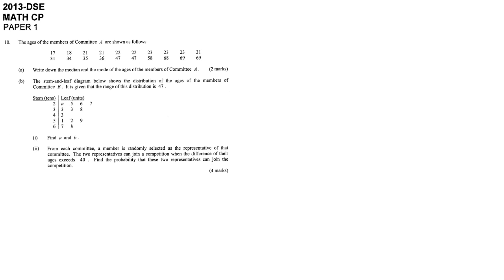Question A is very straightforward. They just give you 20 data and then you have to write down the median and the mode. And these data are already in ascending order, so you don't need to rewrite it. Since we have 20 data, if we just separate into two parts, we have 10 and 10.